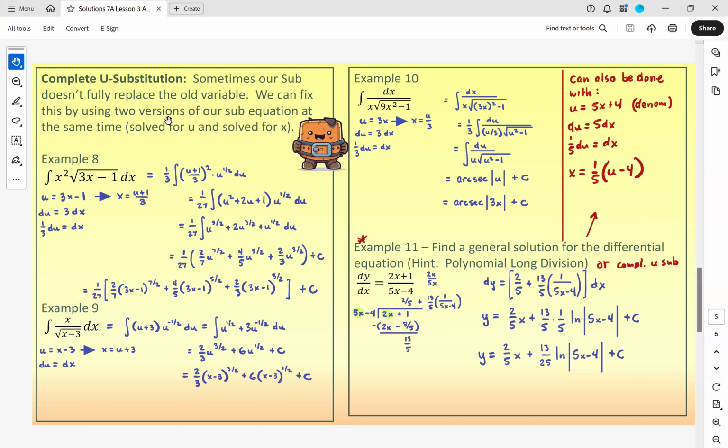Let's see if I can zoom in a little bit on example 8. Give me just a moment here. That might be the best it's going to let me do.